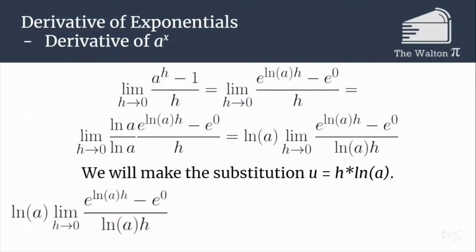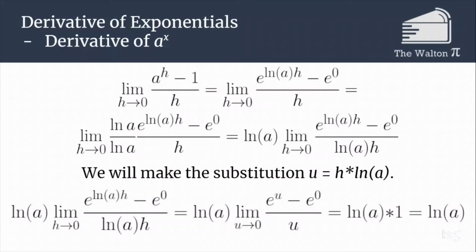So we get the natural log of a times the limit as h goes to 0 of e to the natural log of a times h minus e to the 0 all over the natural log of a times h. If we make the substitutions, we now get the limit as u goes to 0 of e to the u minus e to the 0 all over u. The reason for that is as h goes to 0, u will also go to 0, because the natural log of a is just some constant. So we get the natural log of a times the derivative of e to the x at 0, which is just 1.